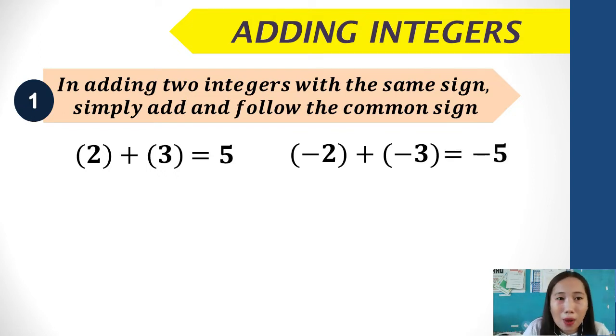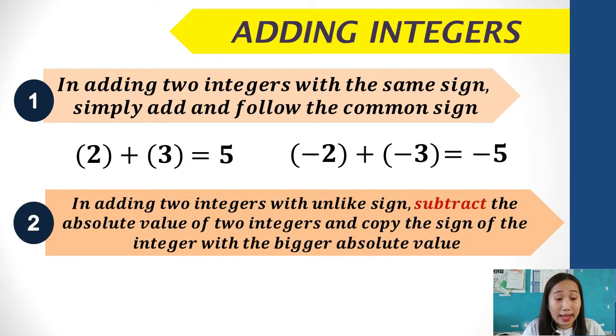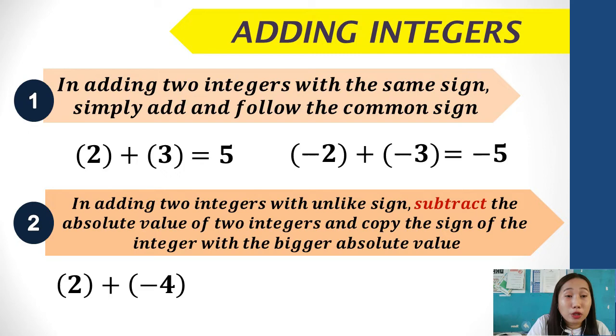Okay, meron tayong pangalawang rule. In adding two integers with unlike sign, subtract the absolute value of the two integers and copy the sign of the integer with the bigger absolute value. Proceed tayo sa example. Meron tayong 2 tsaka negative 4. Magkaiba sila ng sign, di ba? Yung 2 positive, yung isa negative. Ano daw gagawin? Subtract the absolute value o sa madaling sense, i-positive mo lang yung dalawa, tapos i-subtract mo daw. So, magiging 4 minus 2. 4 minus 2 ngayon, ilan? 2, di ba?